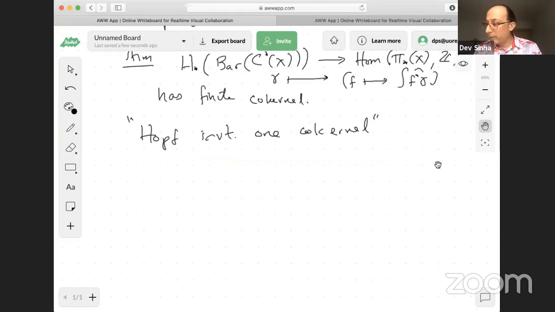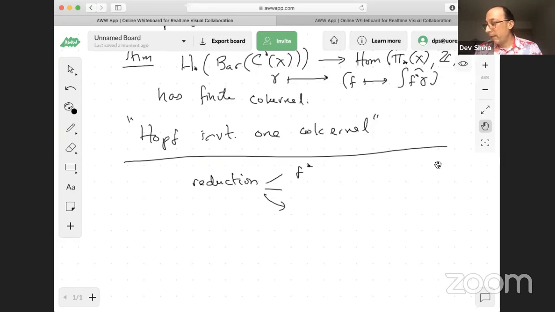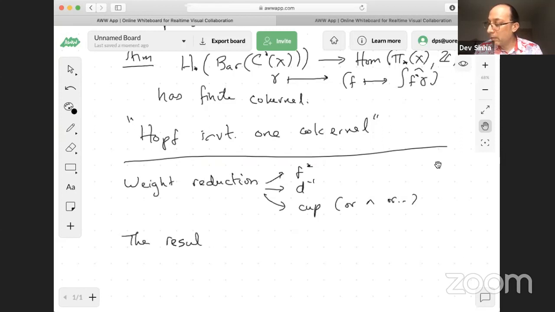Let me pause and ask, because we don't have too much time, and I do think it would be helpful. Let me say one other thing. So again, this weight reduction has three ingredients if you want. You pull back, that's your initial ingredient, and then everything else is just take D inverse and then your product, cup or wedge or intersect, if we want to think about it that way. So that implies the resulting invariants are, as advertised, linking with correction.